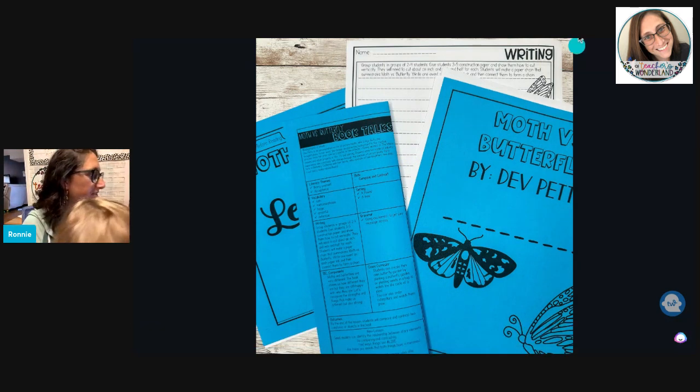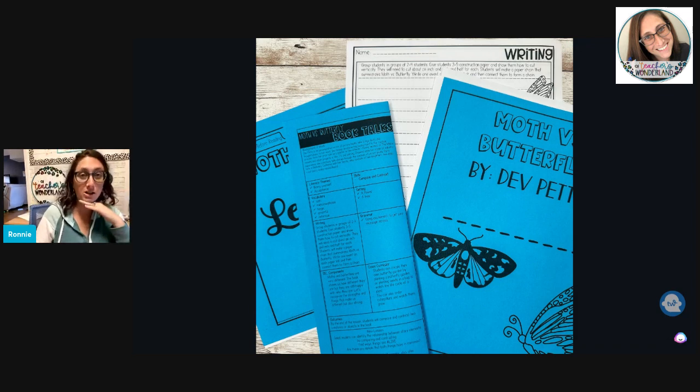So those are just the different activities that I use in my classroom when I'm teaching moth versus butterfly, and I'm also teaching compare and contrast.